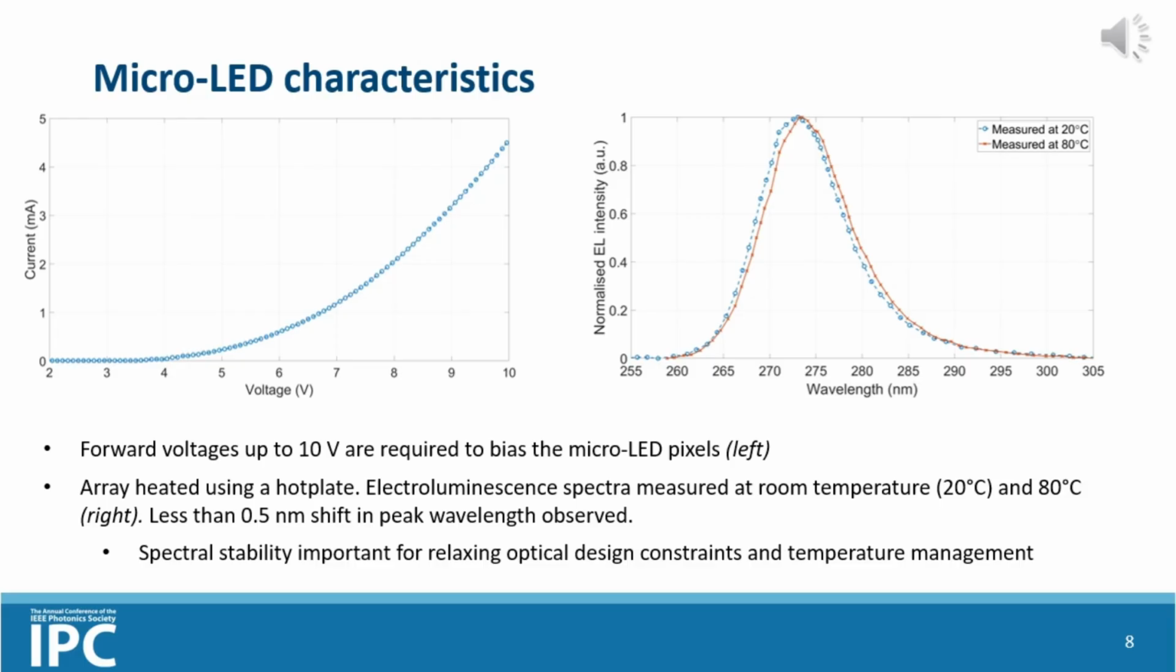On the right-hand side, you can see the electroluminescence spectra for a single pixel as a function of temperature, measured at 20 degrees and at 80 degrees. We observed a shift in the peak wavelength of less than 0.5 nanometers, showing that the LED's spectral output is very stable with temperature, which, as I mentioned earlier, is very important for relaxing the optical design constraints and for making sure that the system is stable with temperature.